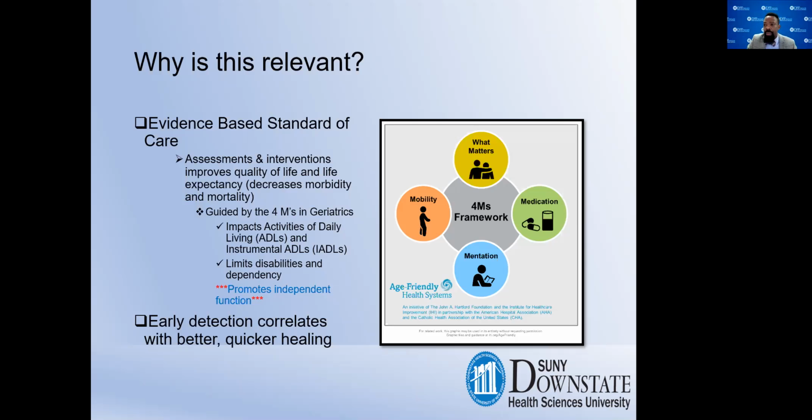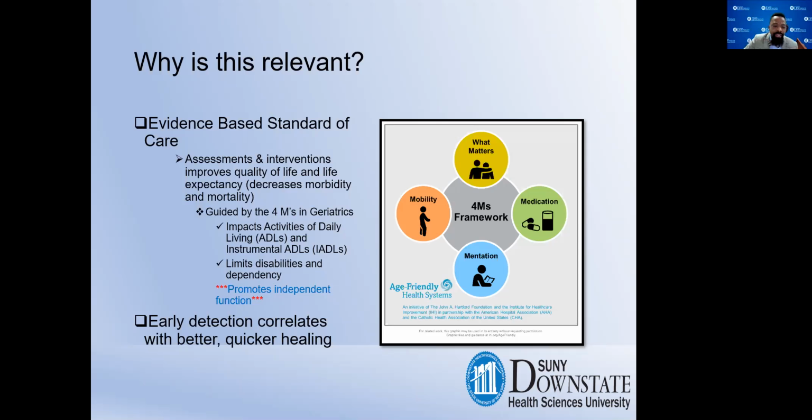We also consider medications, because medications and polypharmacy have significant implications in older adults. Functional status and mobility is huge. That's the other M for mobility, and mentation. The presence or absence of things like depression, delirium and dementia plays an integral role in planning or deriving the patient's plan of care.